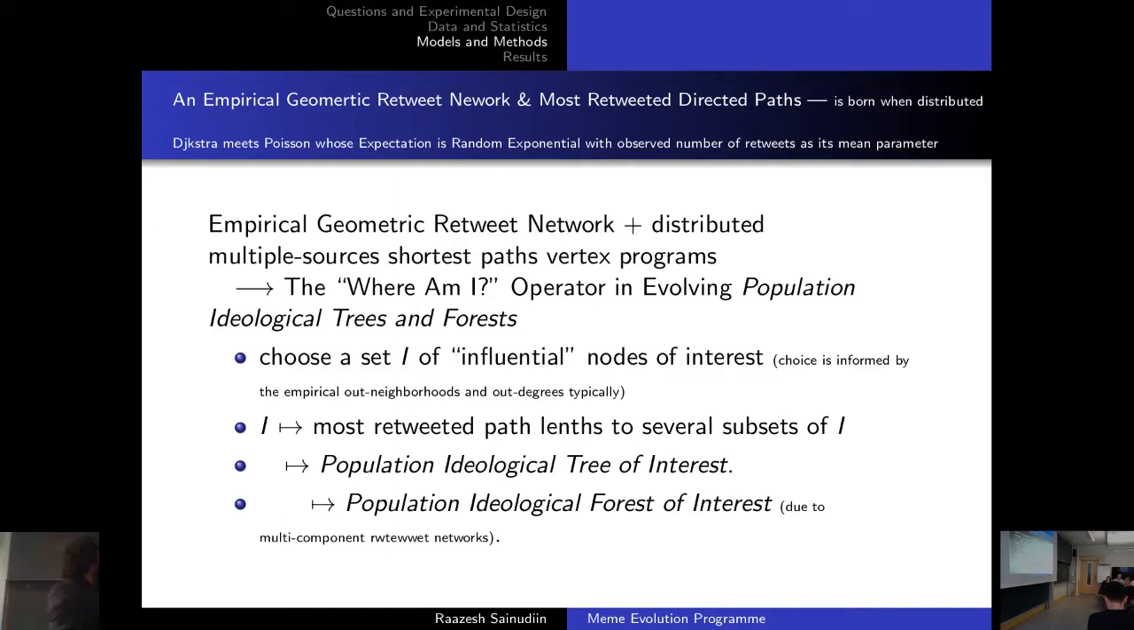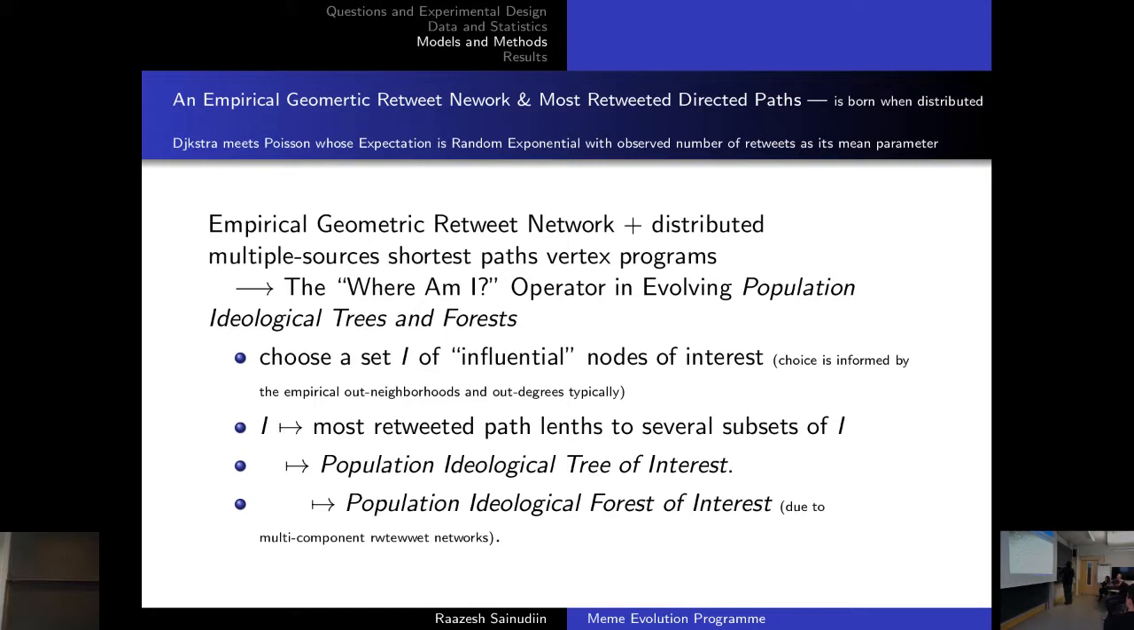So at the end of the day, I can go from an empirical geometric retweet network plus distributed multiple-source shortest path vertex programs, which you'll see by the end of the day tomorrow, into asking things like the so-called where-am-I operator, right? So how do we get here? We get here because from the shortest paths, I'm able to do this magic. I'm able to ask, here are all my influential nodes of interest. This could be Donald Trump, Hillary Clinton, and so on, maybe neo-Nazis. In my example, I have 13 of these, 5 politicians and 7 groups.